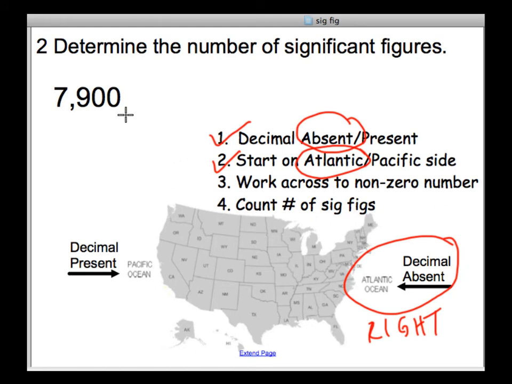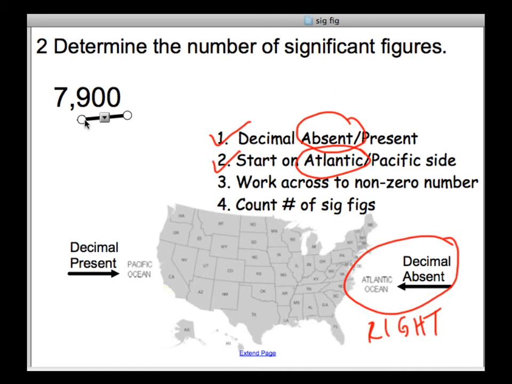So here I go. I'm starting on the right side. I'm going to work across this to the first non-zero number. The first thing that I hit is a 0. That's 0. I have to keep going. The next number that I hit is a 0. I got to keep going because that's a 0. It doesn't count. The next number that I hit is a 9. This 9 is my first non-zero number. It's the first number that's not 0.